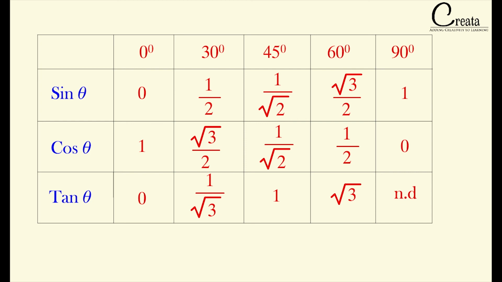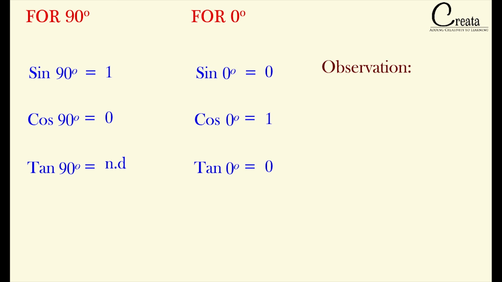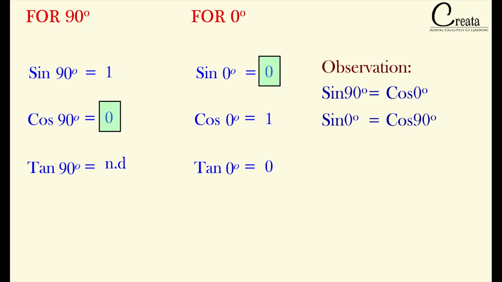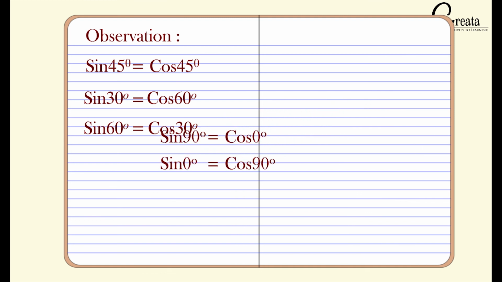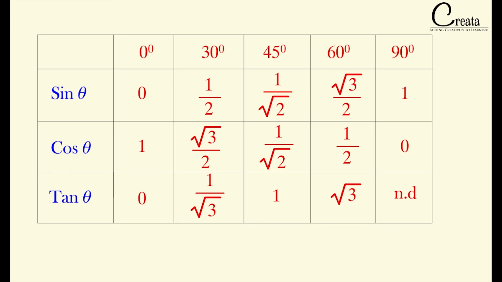Let's compare both of them. On comparing, you will observe that sine 90 degree is equal to cos 0 and sine 0 degree is equal to cos 90 degree. Just note this separately with the observations that we have done for 45 degree, 30 degree and 60 degree. In next lecture, we will use this observation to derive some formulas. Okay. So we have completed the full table of trigonometric ratios. That's it for this lecture.